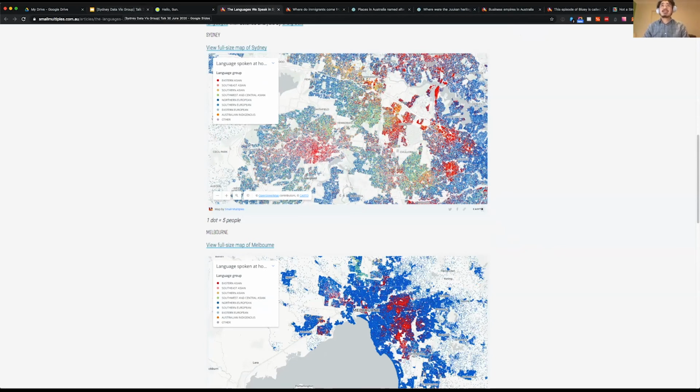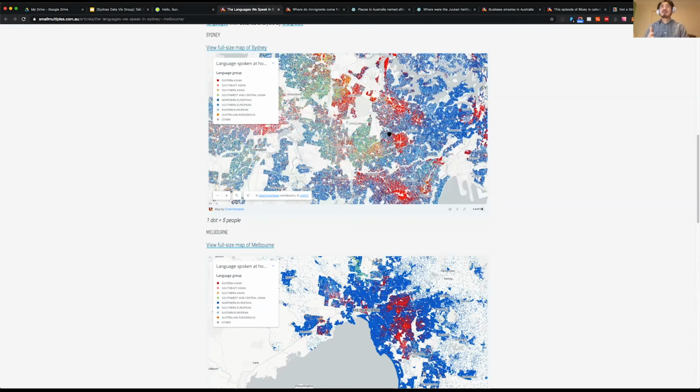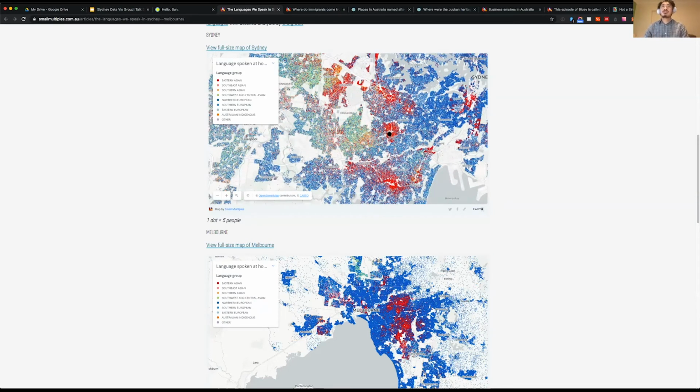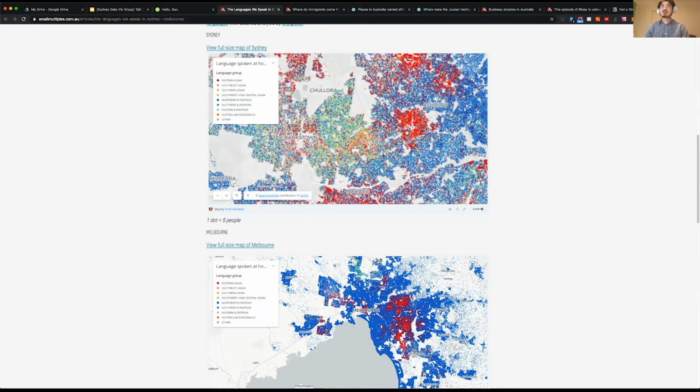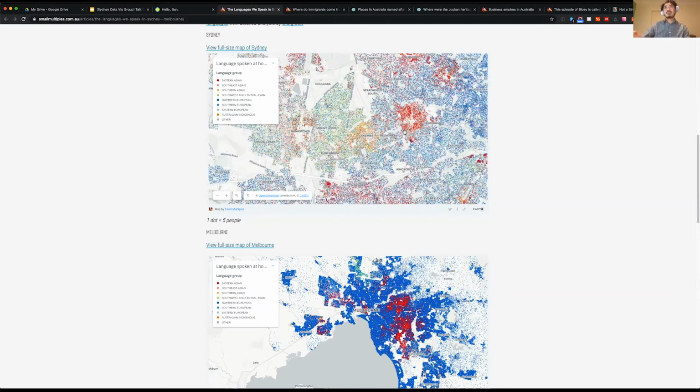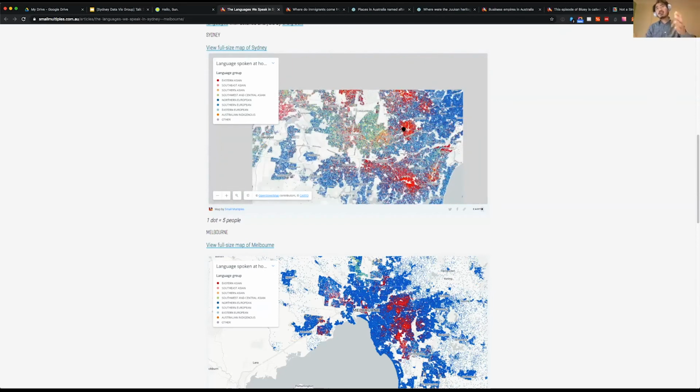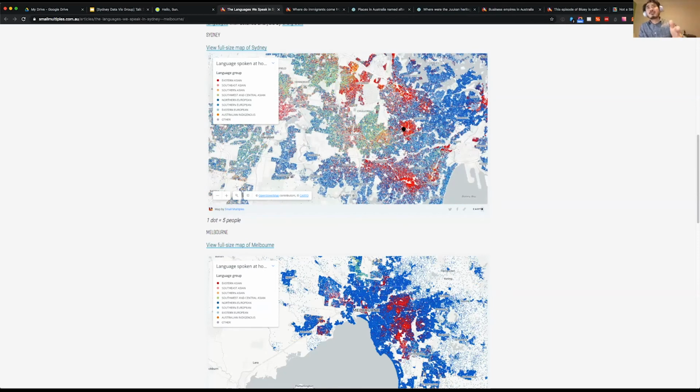Another point is that the gradation is very nice. So people don't just suddenly stop living in an area at the LGA boundary or the suburb boundary. They spill over. They mix. I think that's good.